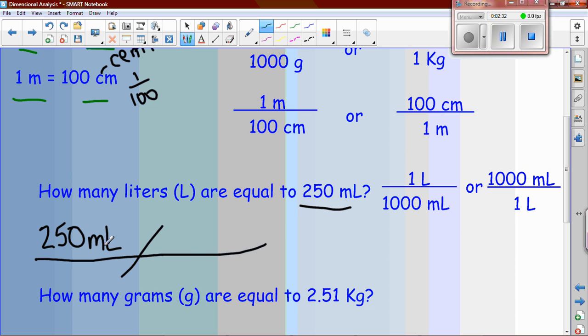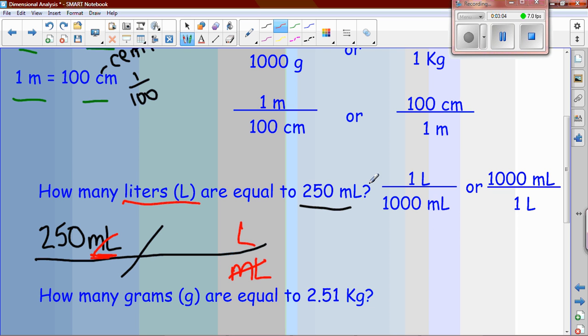And so we have 250 milliliters, and what we want to do is make sure that whatever unit we have up here at the top, the beginning of this railroad track, that same unit is down below, so milliliters, milliliters, and that means the one we're trying to convert into, liters, needs to go on top. Okay, and that way when we multiply across the top and divide by the bottom, that's going to allow for these milliliters to cancel out.